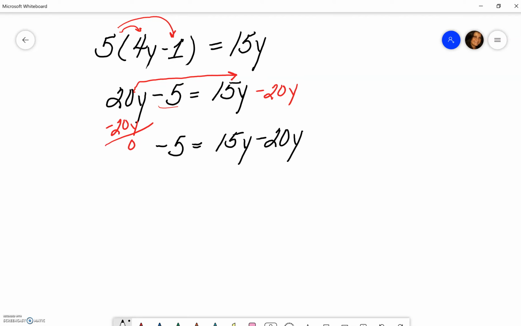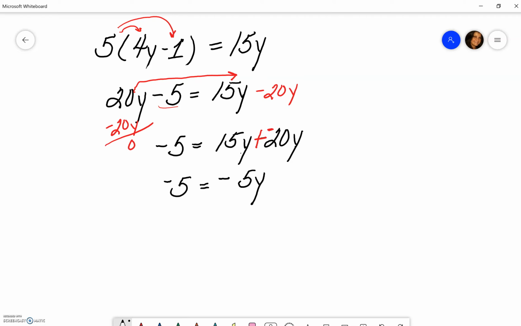Now I can see the same variable on the right side. So I'm just going to change that to a plus, make that the opposite sign. I'm just rewriting this. And then when I subtract those, keep the sign of the larger number. And then we end up with 5y here.